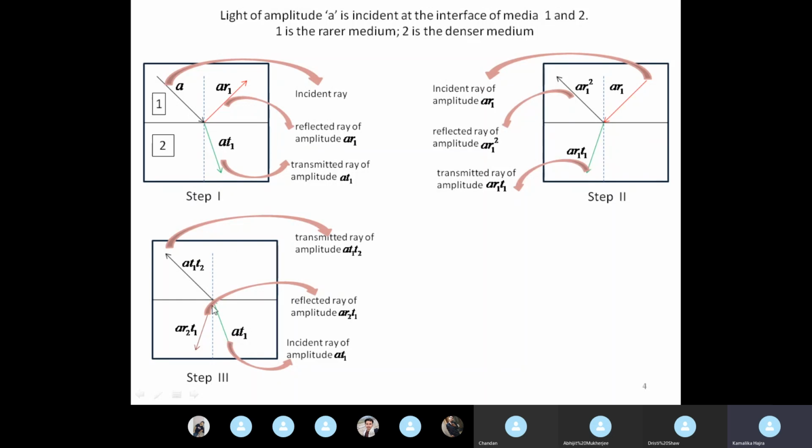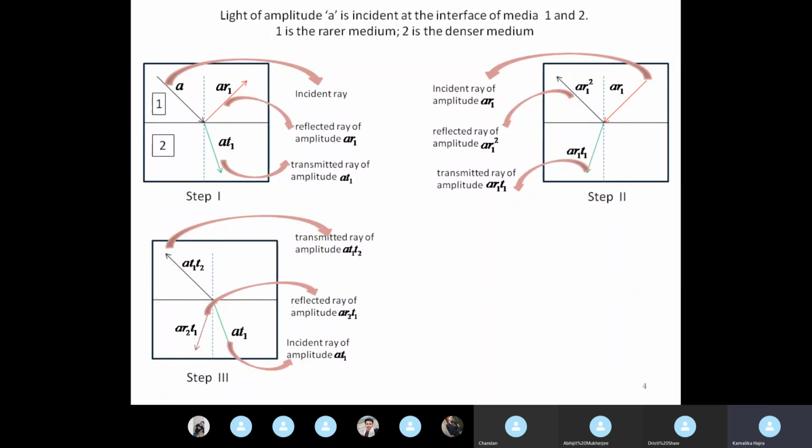Third step, now the source is kept at the position of the transmitted ray. So this is my new incident ray. Again, it is reflected and transmitted according to the new parameters T2 and R2. We have the amplitudes of the reflected and transmitted rays.